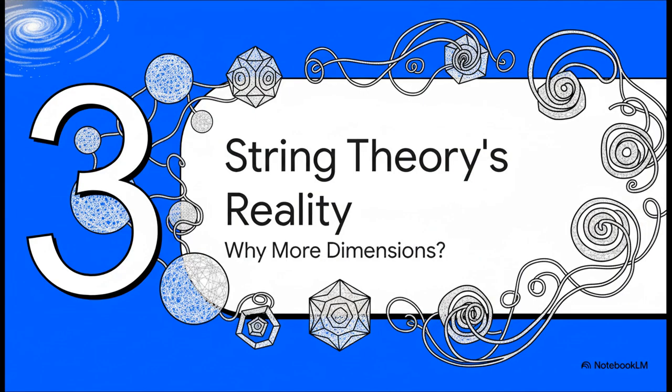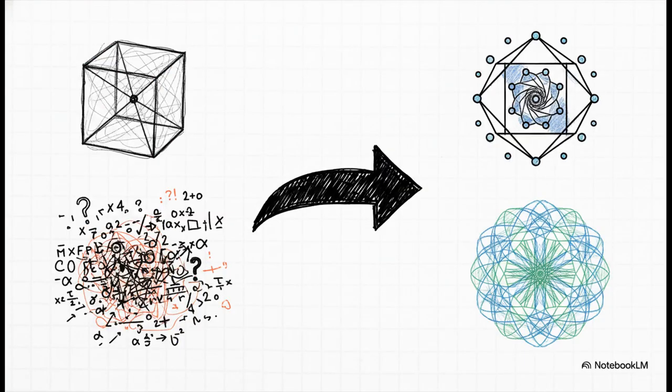So that gets us to the 4 dimensions we're familiar with. But string theory says, nope, there are 6 more. Which brings us back to the main question. Why? I mean, what's the point of them? The answer, really, is all about the math.